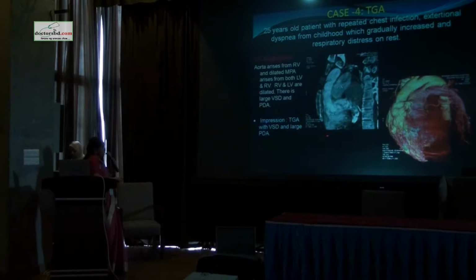We have these 2D sagittal images, and these are 3D. We see this is the RV just behind the sternum, and the aorta arises from the RV, and the pulmonary artery lies behind the aorta. In these 3D images, we see very clearly the aorta anteriorly and the pulmonary artery lying posteriorly, and these are coronaries. And here is a PDA.